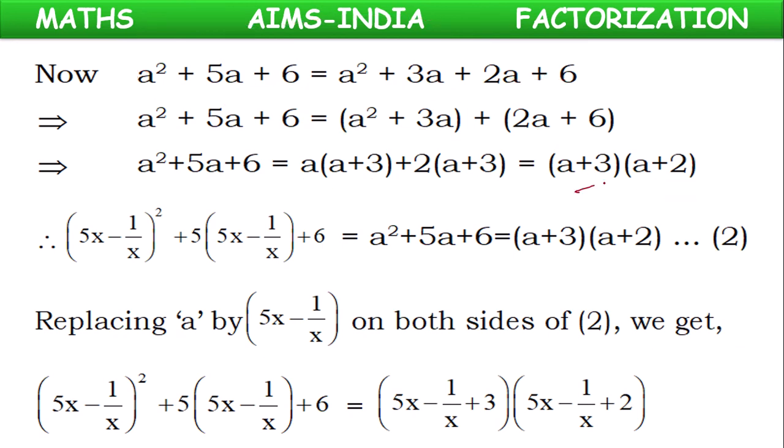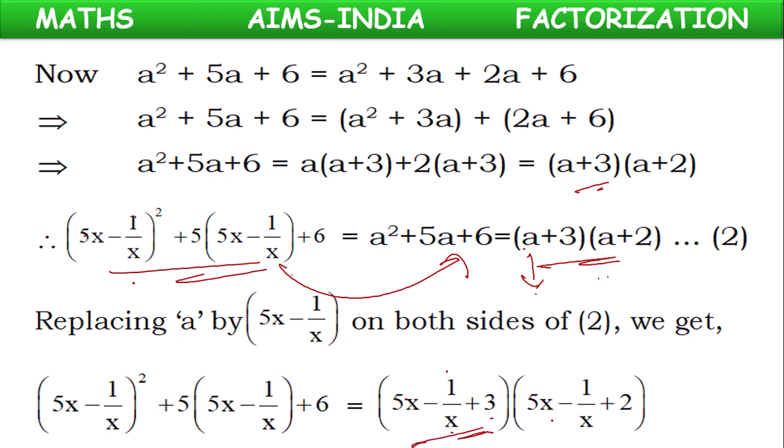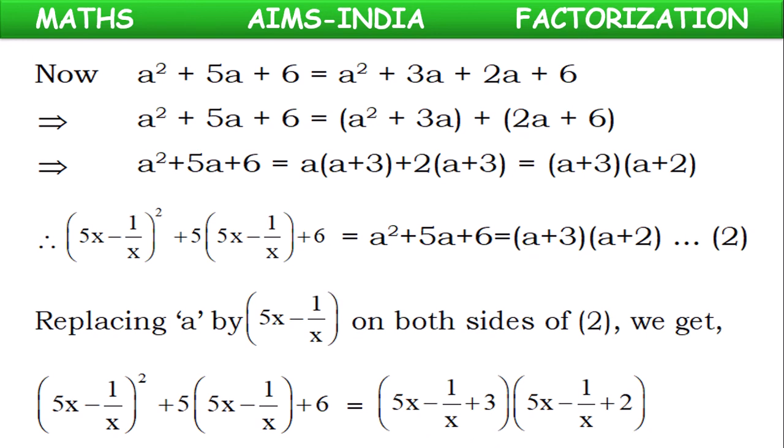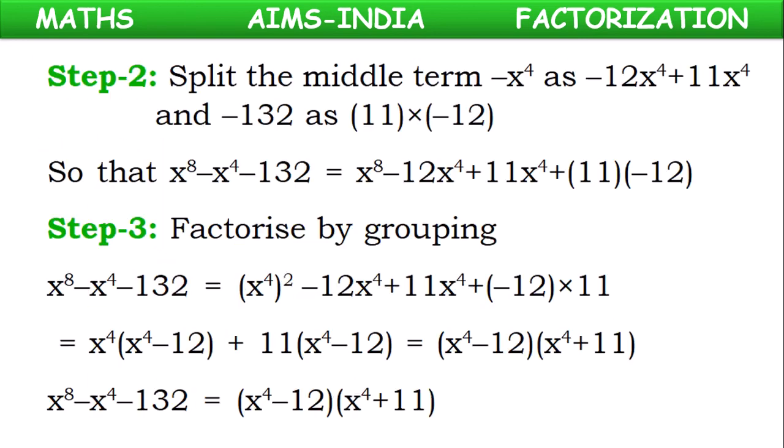Now these are the factors. For this, it is in the form of this. These are the factors. But in the place of a, we have to keep this one, 5x minus 1 by x. So (5x minus 1 by x) plus 3 is a factor. (5x minus 1 by x) plus 2 is a factor. Like that, we can apply different methods, children, for finding the factors.